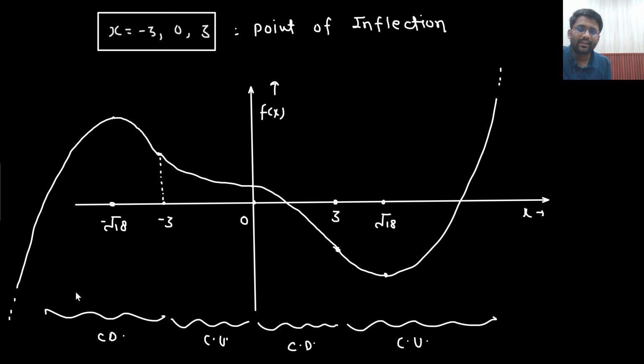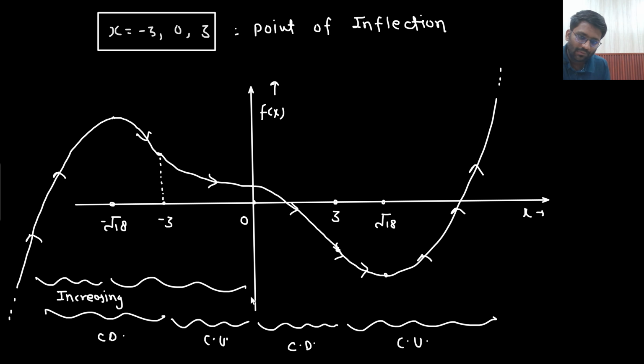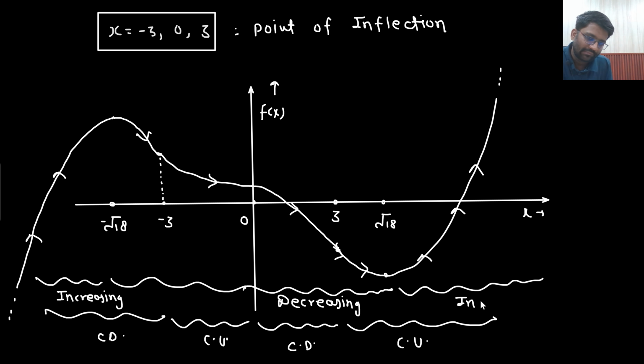And now what about increasing and decreasing? Till this point it will increase. Here the graph is increasing. After that the graph is decreasing only, always decreasing. And then the graph will increase. From here to here, till this point, the graph is decreasing. Then after this point the graph is increasing. Okay. Increasing, decreasing, increasing; concave downward, concave upward, concave downward, and then concave upward.